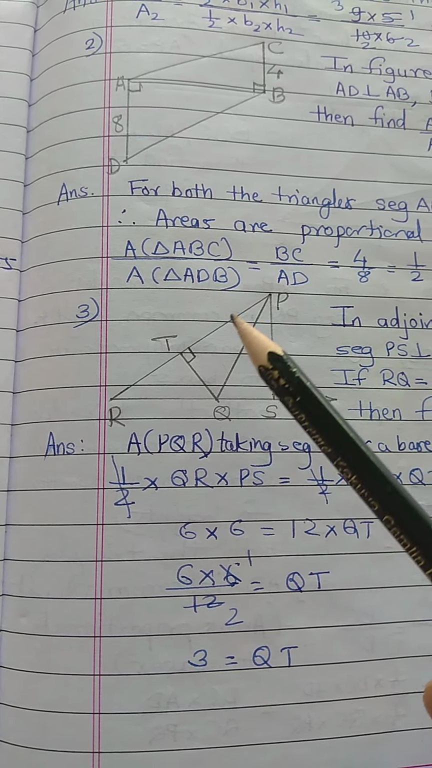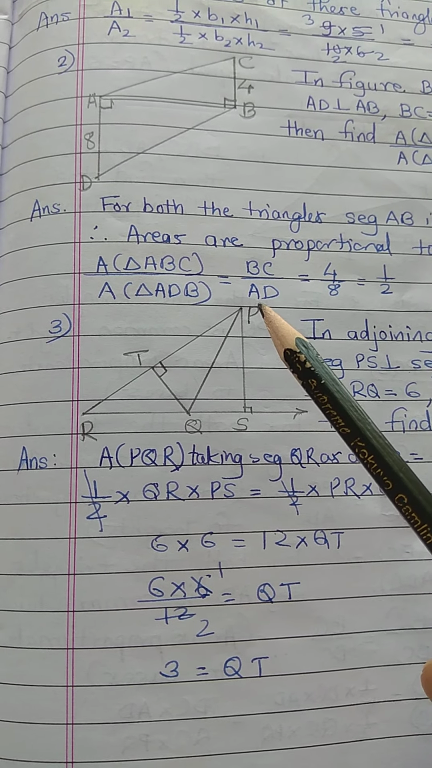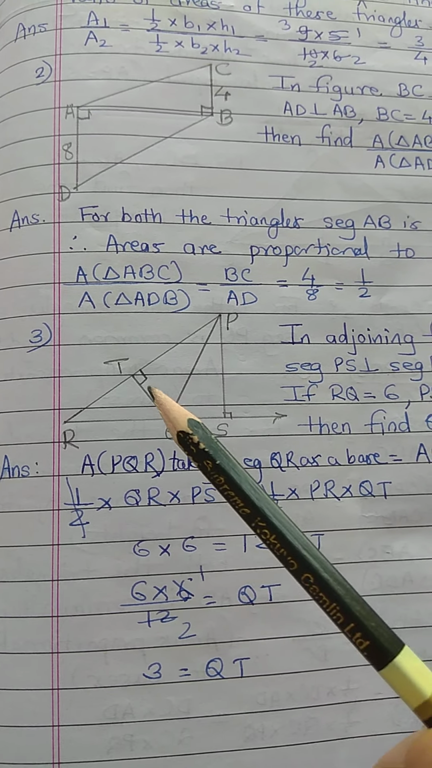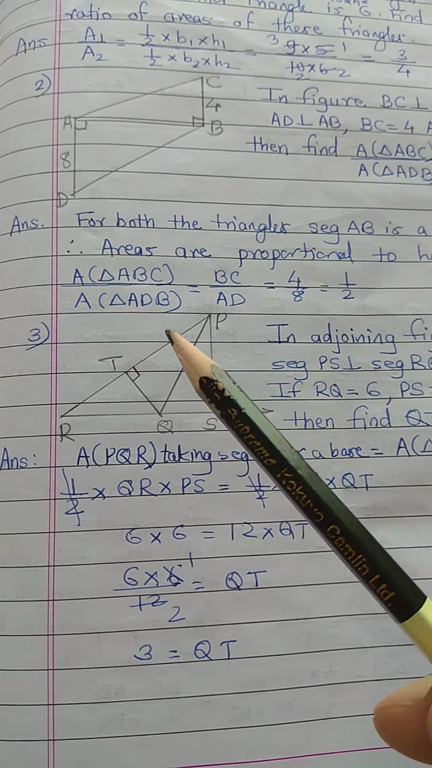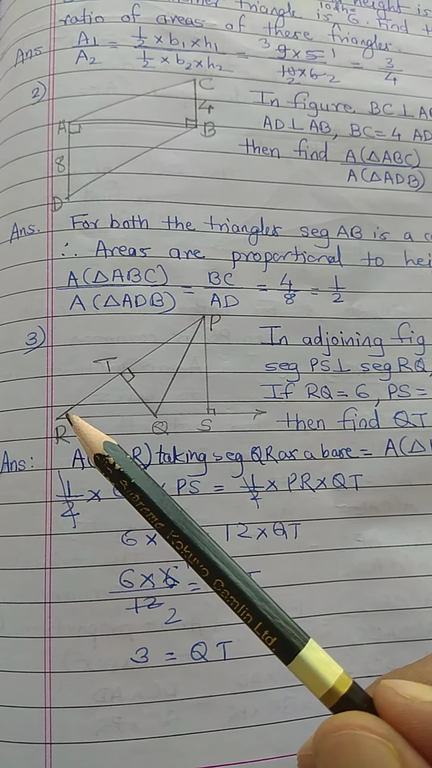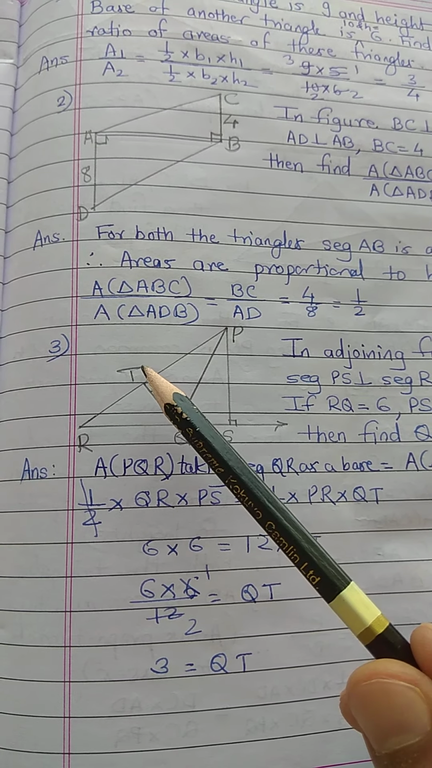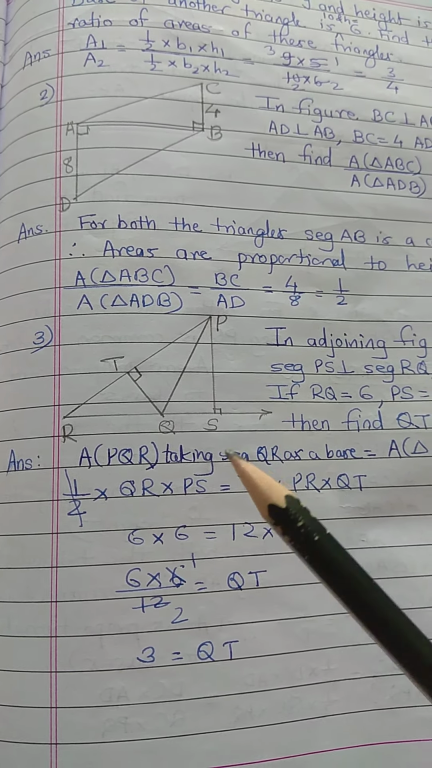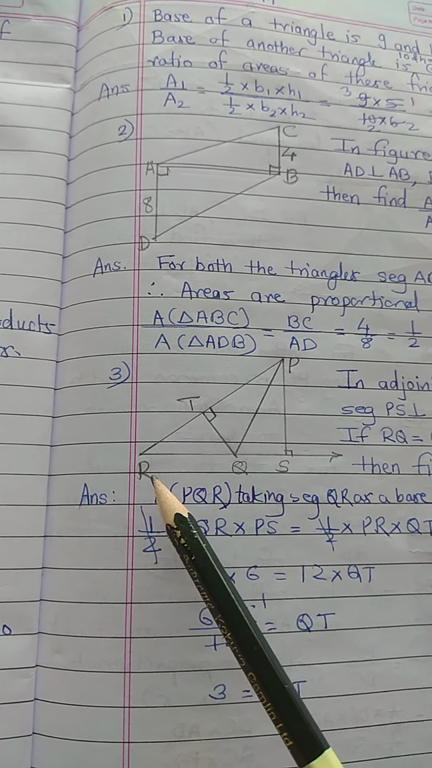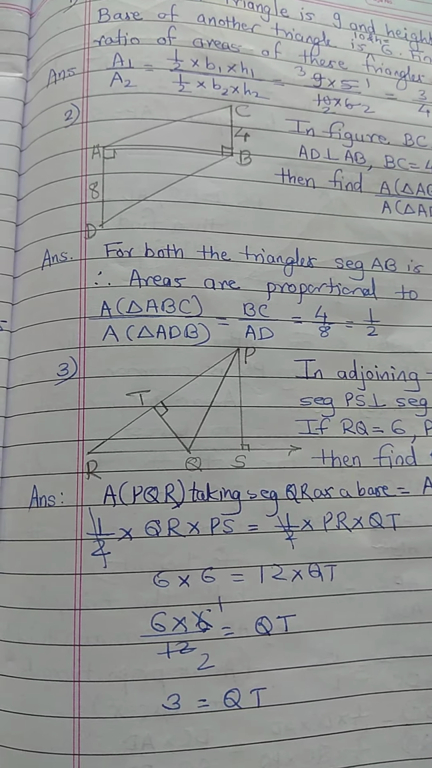PR is equal to 12 given, that is a base. We can treat it as a base and QT as the height. We want QT, no? Then we can treat PR as a base and QT as a height. Similarly, for the same triangle, we can have this RQ as a base and PS as a height.